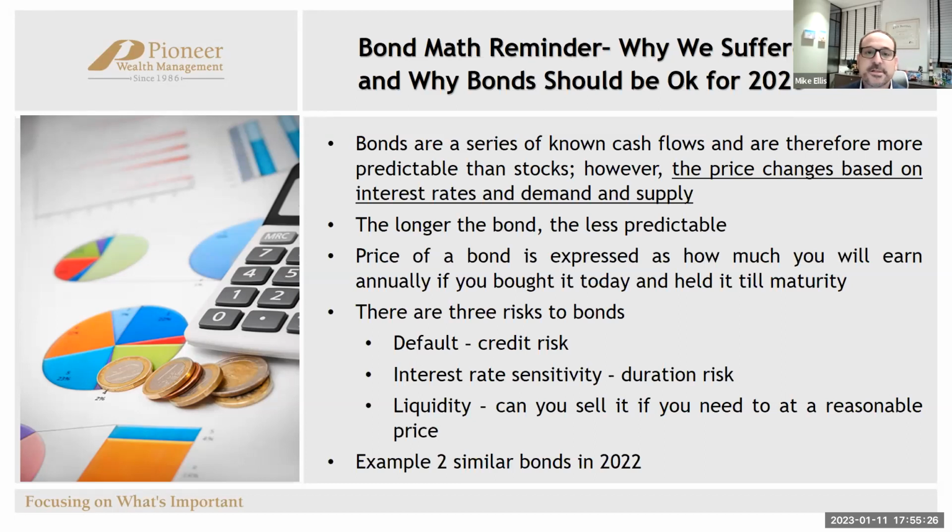So for example, very simply, if a new bond issued at 100 has a coupon of 5 and it has a 5-year maturity and you hold it for 5 years, you will earn 5. If you buy it at a discount, you'll earn something higher than 5. If you buy it at a premium, you'll earn something lower than 5. Okay? But the yield to maturity is how we express the price of a bond.